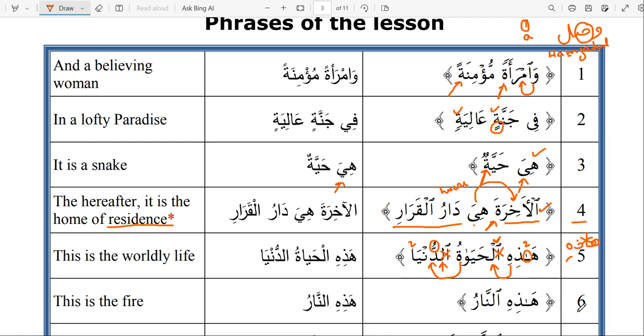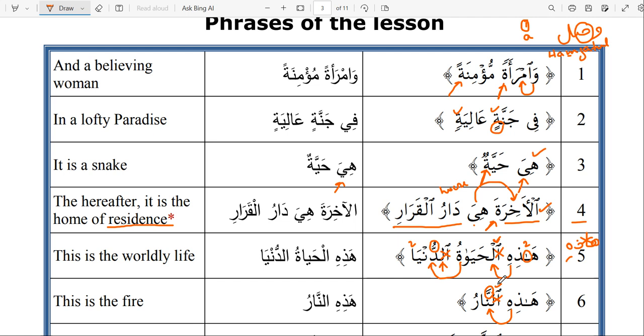The 6th phrase is hadihin. Now how do you recognize this is the lam shamsiya? No haraka over the lam, and the next letter has a shadda. So this is definitely a lam shamsiya. So hazihin nar. You totally omit the hamzatul wasl and the lam.